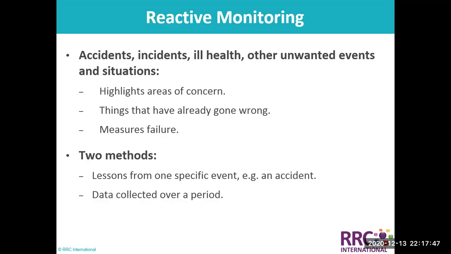And then reactive monitoring. Now something has gone wrong. We're looking at accident, incident, ill health, and other unwanted events and situations. Highlight areas of concern. Things that have already gone wrong. Are you seeing that? Measure failures. Looked at what probably systematic failure, what management failed to do, and all that. Two methods. Lesson from one specific event. Alright? For example, an accident, and data collected over a period of time.